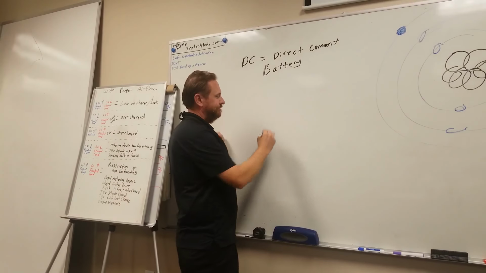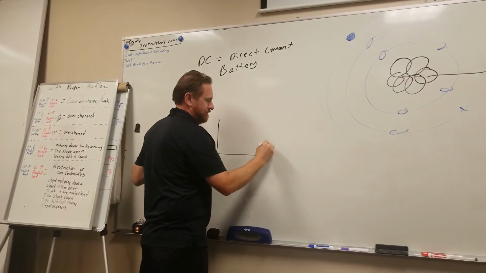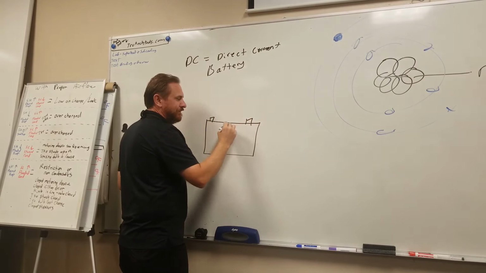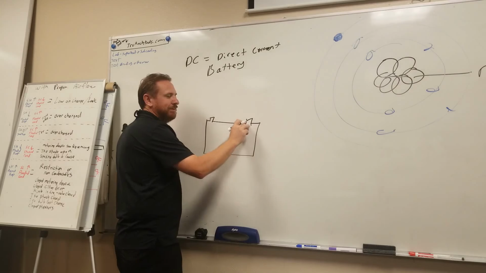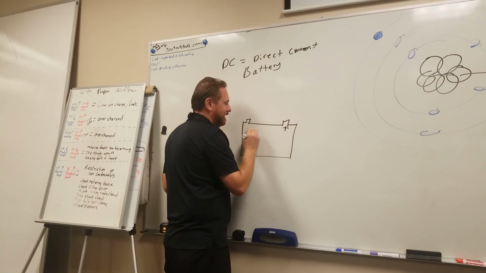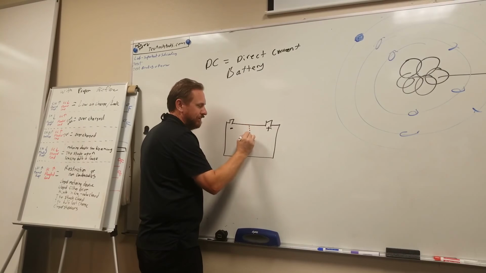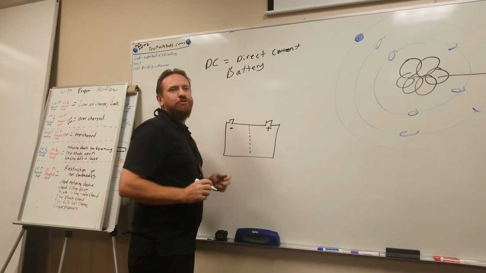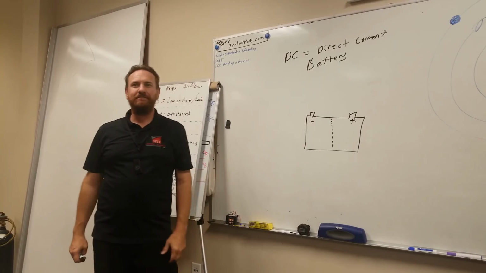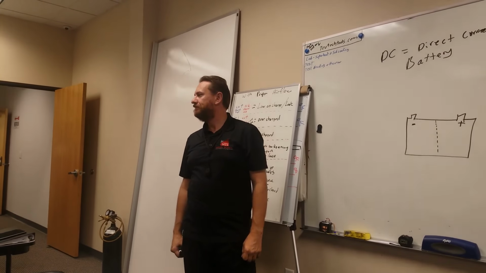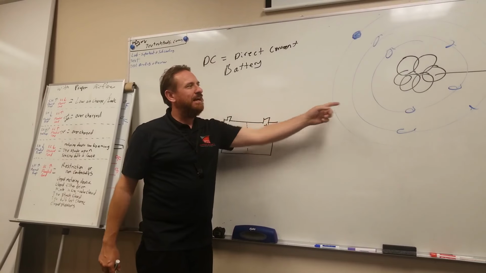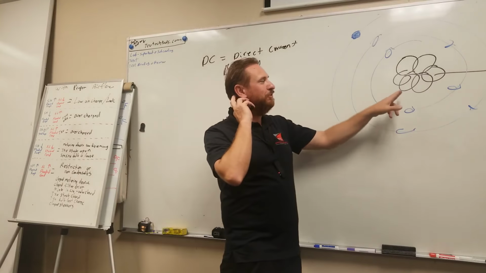Battery. So let's use a car battery. What terminals do you have on a car battery? Positive, negative. So we've got positive here, we've got negative here. All right, which way are the electrons flowing on a car battery? Everybody agree? Let's go back to an atom and what it's made of. What's the nucleus made of?